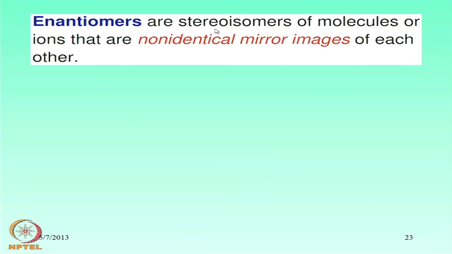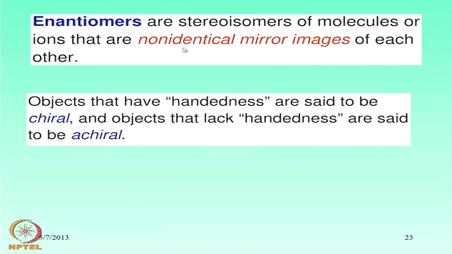So, enantiomers are not diastereoisomers, they are enantiomers, and they are also known as stereoisomers. The molecule or ion itself can be a neutral molecule or a cationic or anionic species that are non-identical mirror images of each other. So, you can have mirror images which cannot be superimposed on the other. Therefore, we consider them non-identical mirror images. Mirror images are not identical.